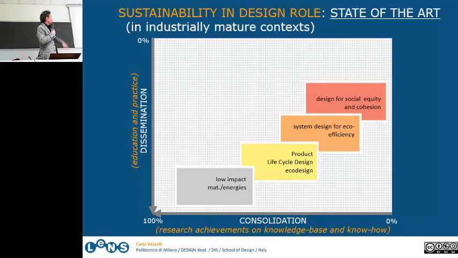For what concerns design for social equity and cohesion, this is a younger discipline. So the tools and the knowledge still need to be more consolidated, and the gap in diffusion in the practice is still quite big. So this is to frame a little bit the state of the art.